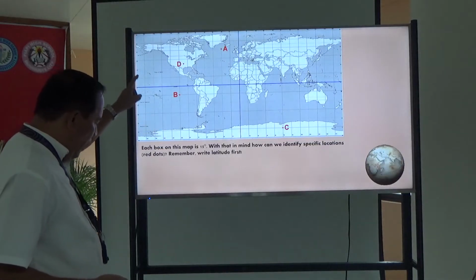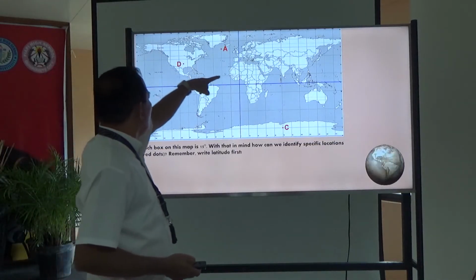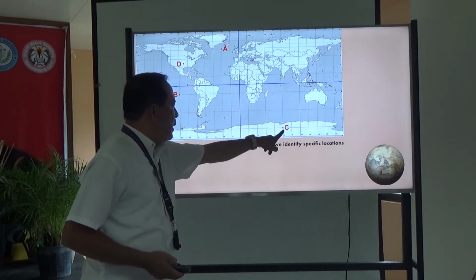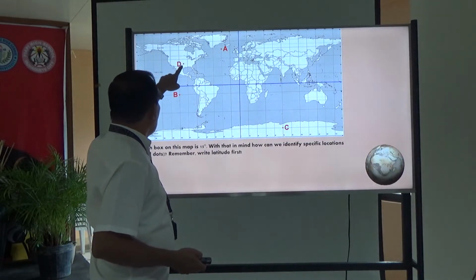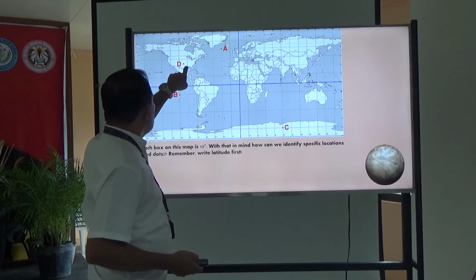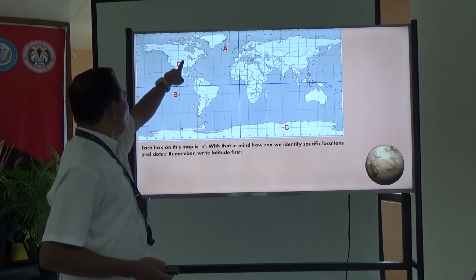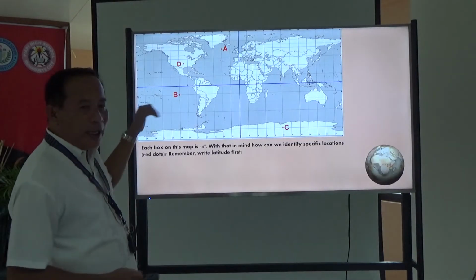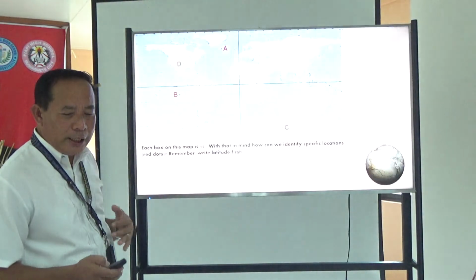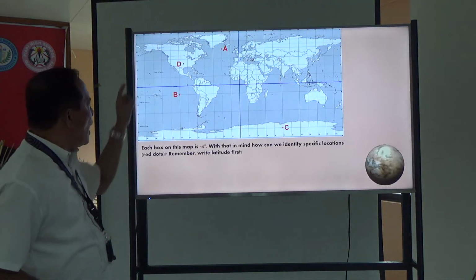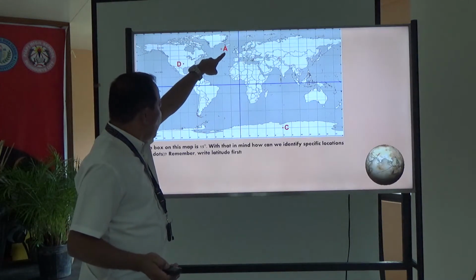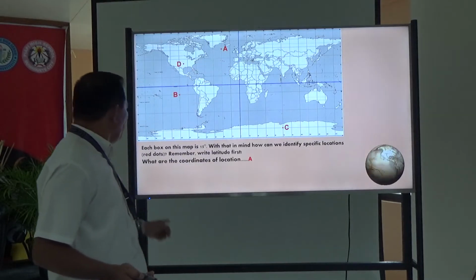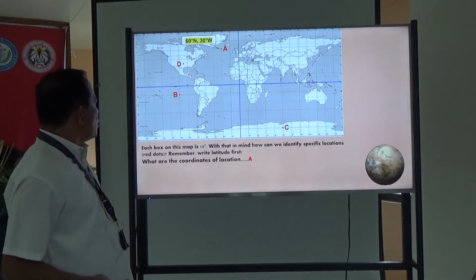In other words, what you will do is, what is the coordinate of point A, point B, and point C? Later, but take note that letter D has no coordinate in here. But remember, the longitude and the latitude are all imaginary lines. If I ask you, what's the coordinate or the location of point A? And point B, and so on and so forth.